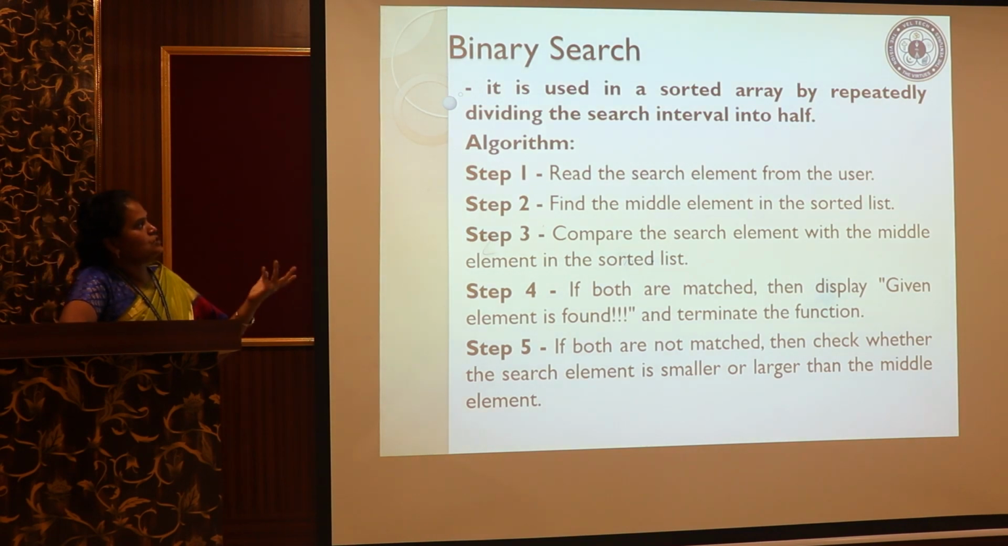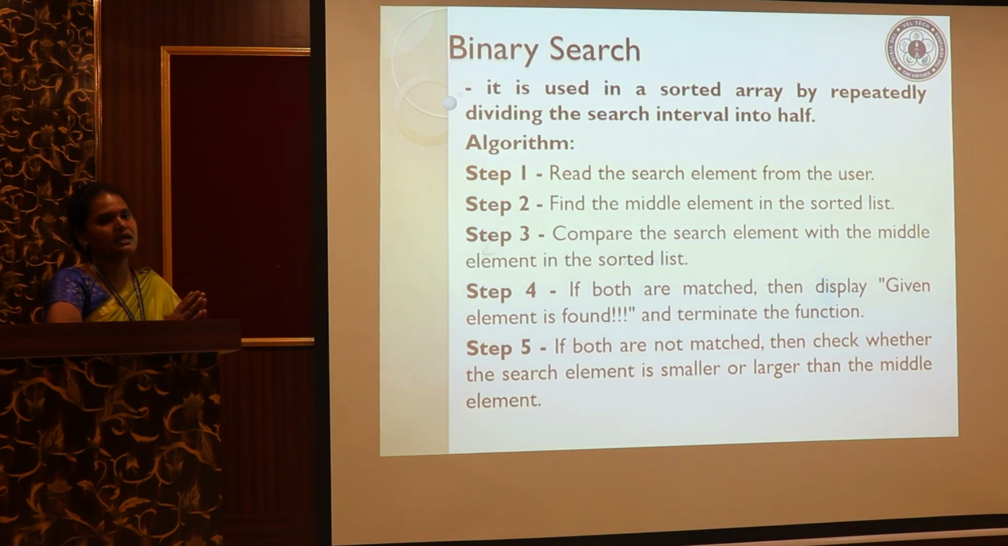First, as usual, you read the search element from the user, and then you have to find the middle element. For that we make use of the formula low plus high divided by 2, or first plus last divided by 2. With that we find the middle element, and then we compare the middle element with the element to be searched. If it matches, you display that the element has been found. If not, you identify whether the element to be searched is lesser than the middle element. If so, you move to the left portion of the list, which means the left side sublist of the middle element.